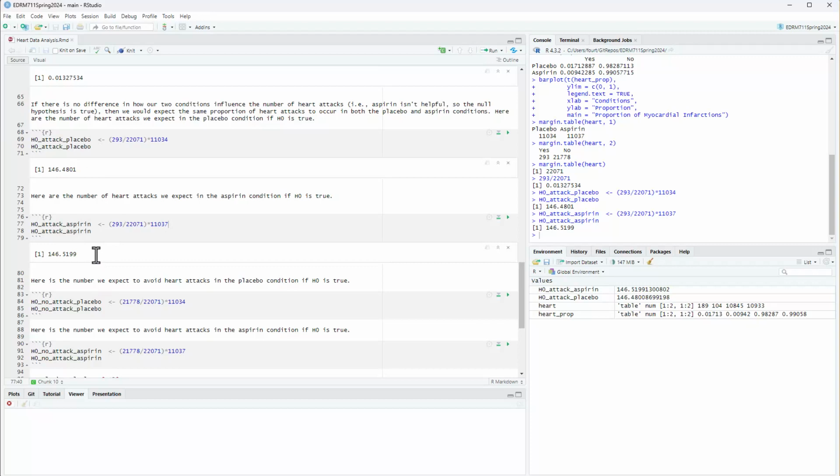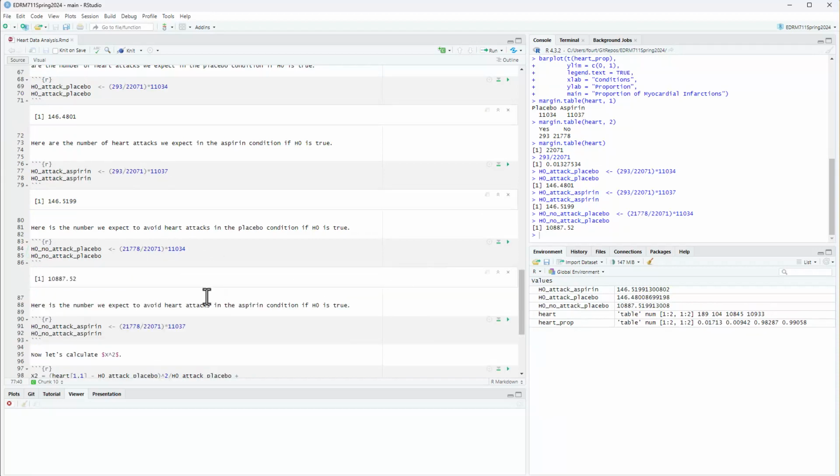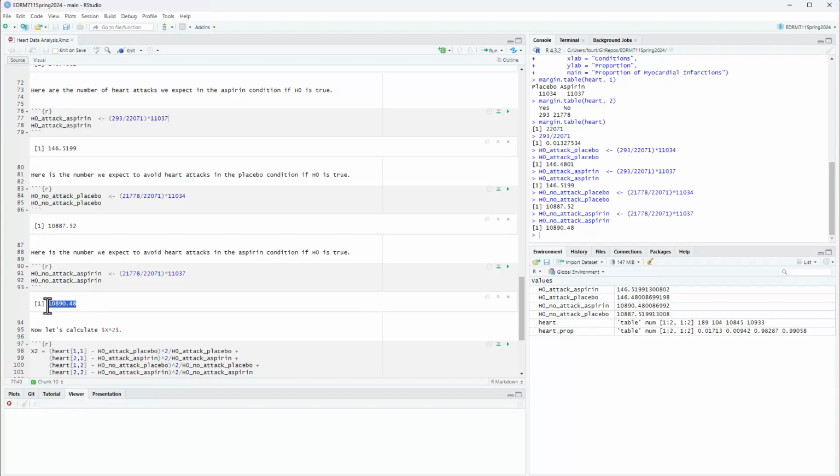So what I've just calculated based upon the margins in my sample is what my expectation was if aspirin is not going to be helpful. So notice that we could actually put these in as the null hypothesis, and here's the number of people that we expect to avoid heart attacks in the placebo condition if the null is true, and here's the number we expect to avoid heart attack, that is no heart attack, in the aspirin group. So again, if aspirin doesn't have an effect.